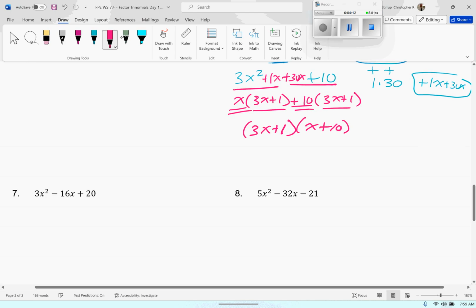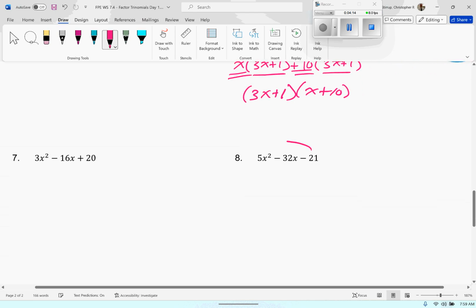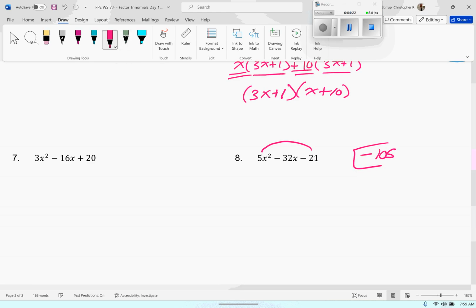Number 8, we're going to multiply these together. So negative 21 times 5 is negative 105. Remember, if you multiply two numbers together and get a negative number, one has to be positive, one has to be negative. And I want to figure out what two things I can multiply together to get negative 105 that would also add up to negative 32. So 1 and 105, I don't think that's going to work.